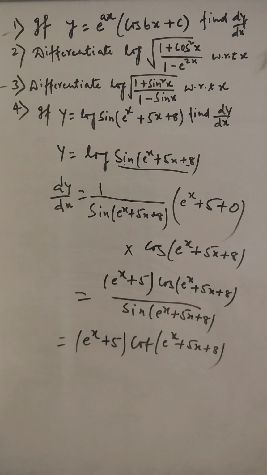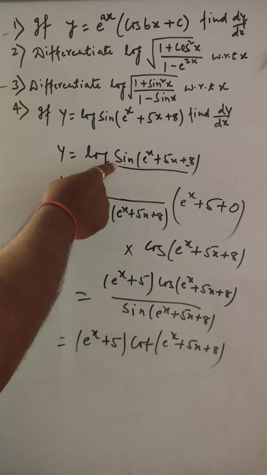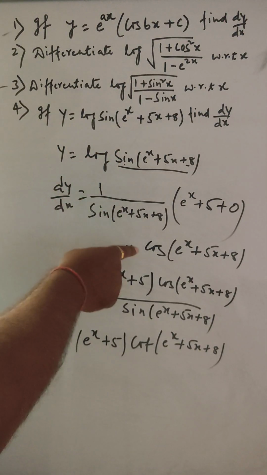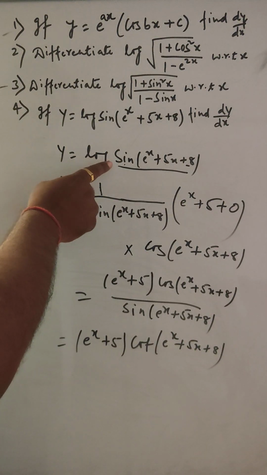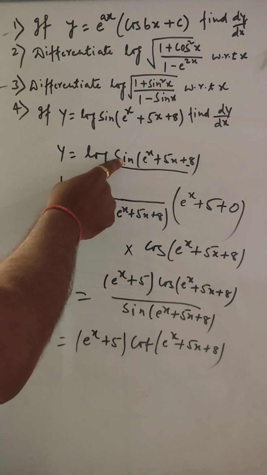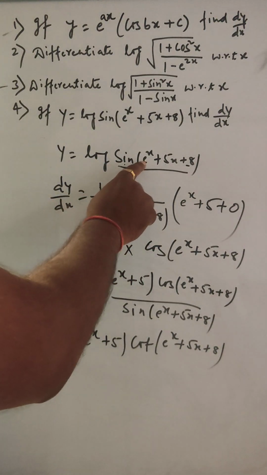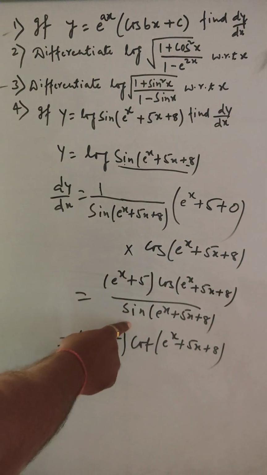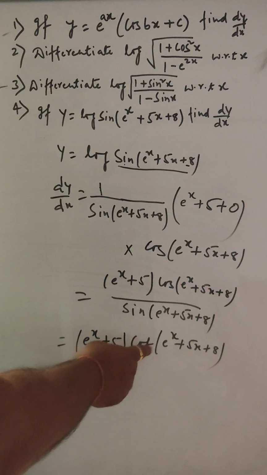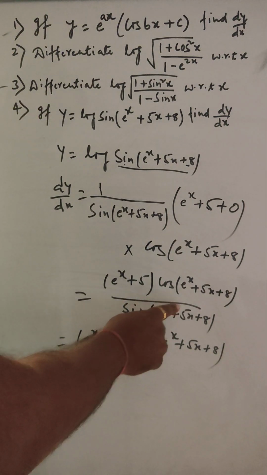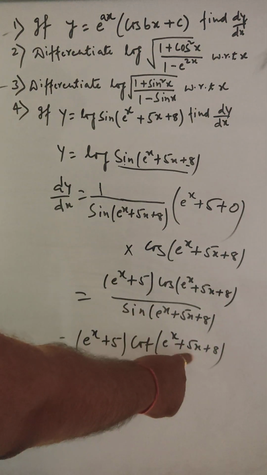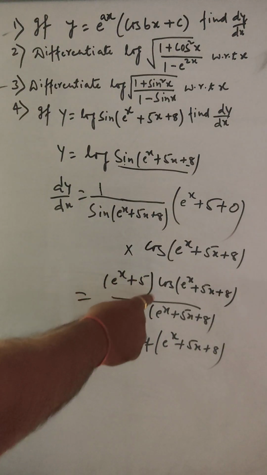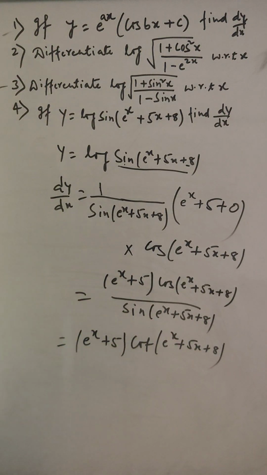Okay, so here that time I missed the differentiation of sin, so that one I have put here. Okay, so differentiation of this we have done, differentiation of this is your cos, differentiation of this is this much. So cos by sin is cot, and it is the same, right? e^x + 5x + 8 is the same, and e^x + 5 is multiplied. Okay, so this is the answer of your problem number 4.